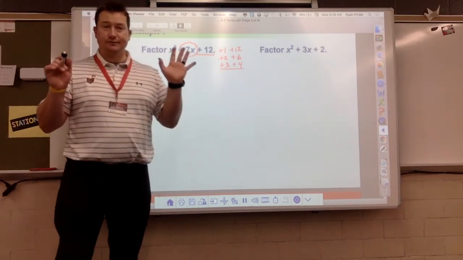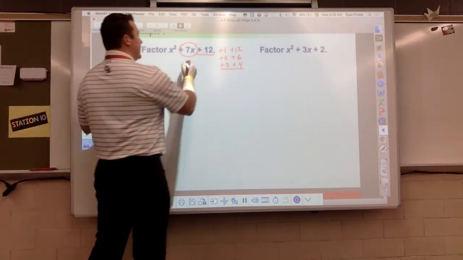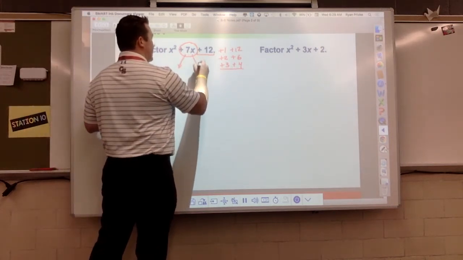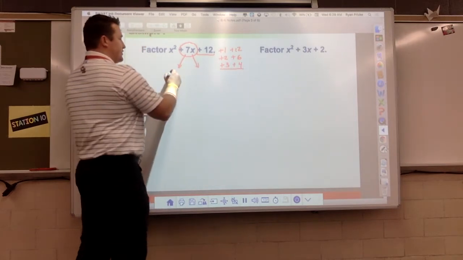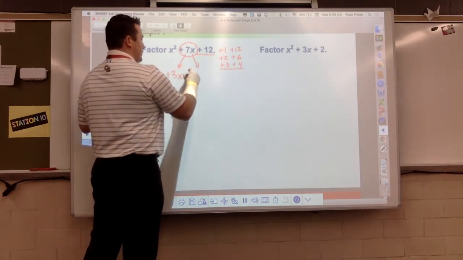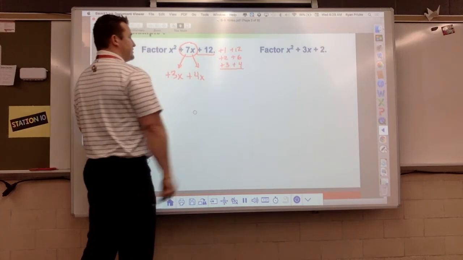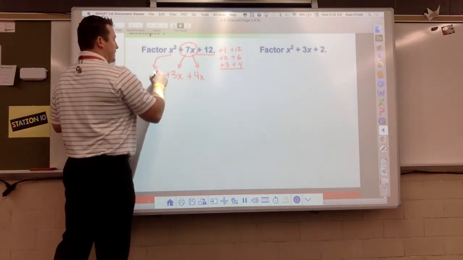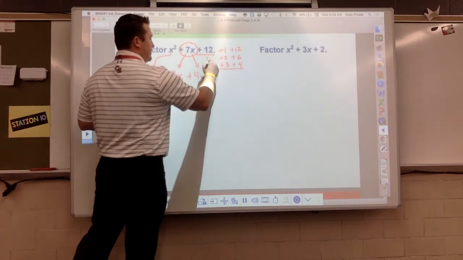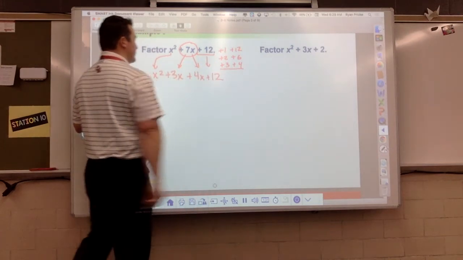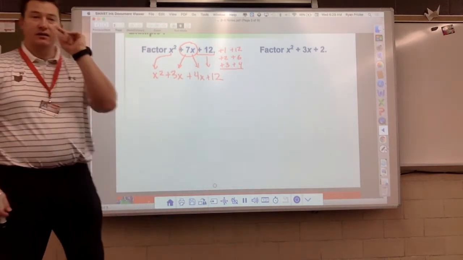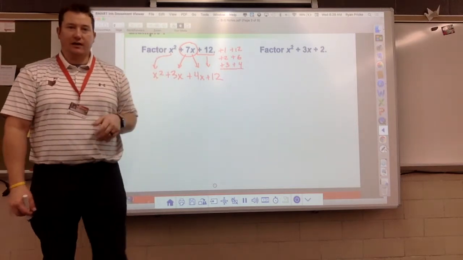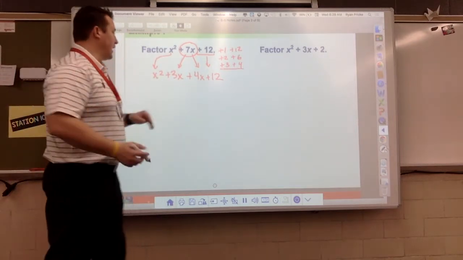So here's what we do. I literally just want to rewrite this middle term with these two right here. So I'm going to say plus 3x plus 4x. Bring x squared down. Do the same thing with your 12. Now what does it look like? Just what we had the other day: factor by grouping. And that's what we're going to do.